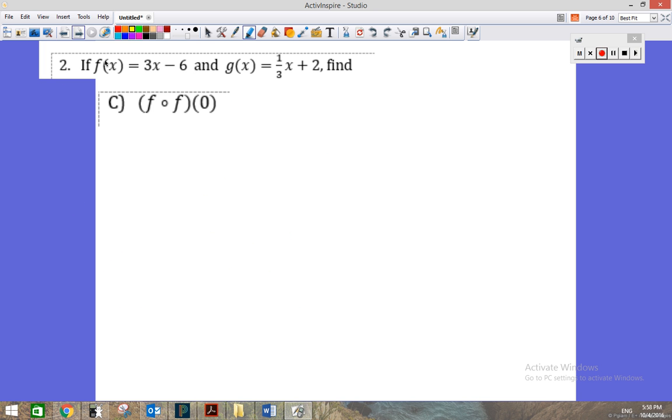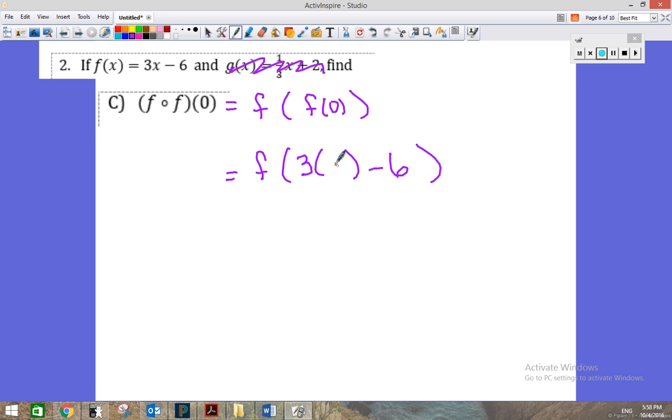Let's take a look at part C. Now in part C, we're not using g at all. It's wanting to plug 0 into the function f, get an output, and then plug that output into f again. So what does f do to the input? F always creates a subtraction problem. 3 times the input minus 6. This time the input is 0. So 3 times 0 is 0. 0 minus 6 is -6.